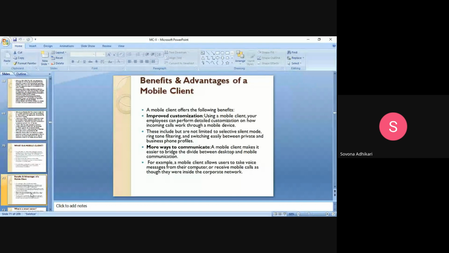These are the benefits and advantages of a mobile client. Improve customization. Using a mobile client, we can perform detailed customization on how incoming calls work through a mobile device. These include but are not limited to selective silent mode, ringtone filtering, and switching easily between private and business phone profiles. So you can customize how an incoming call comes to your mobile phone.